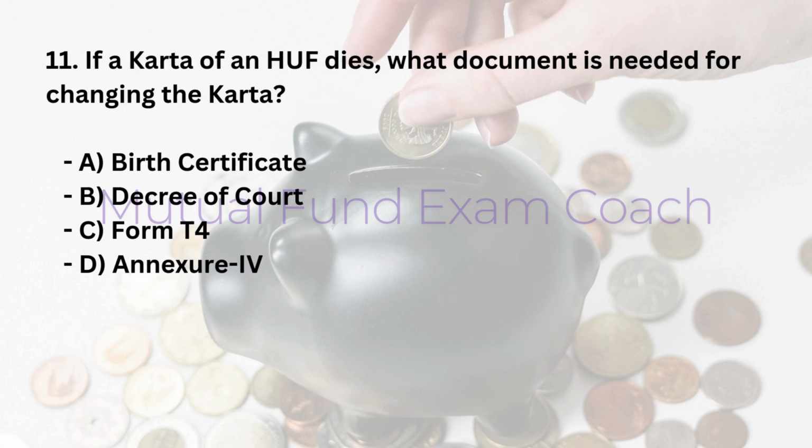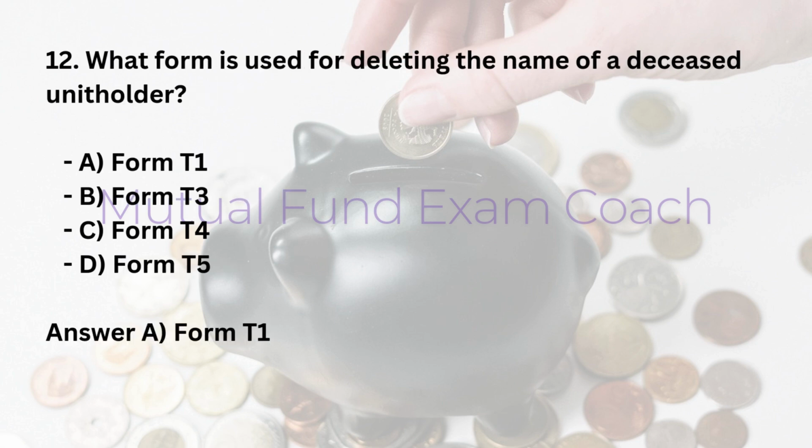11. If a Karta of an HUF dies, what document is needed for changing the Karta? A. Birth certificate. B. Decree of court. C. Form T4. D. Annexure 4. Answer C. Form T4. 12. What form is used for deleting the name of a deceased unit holder? A. Form T1. B. Form T3. C. Form T4. D. Form T5. Answer A. Form T1.